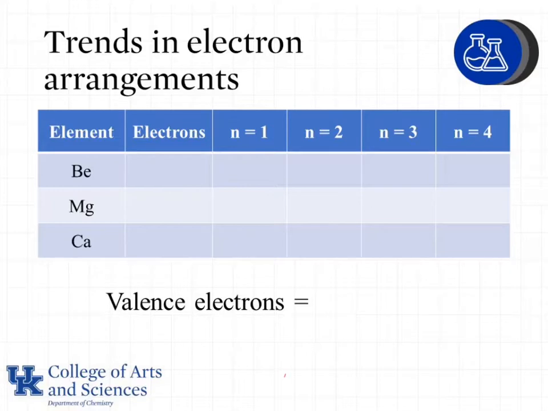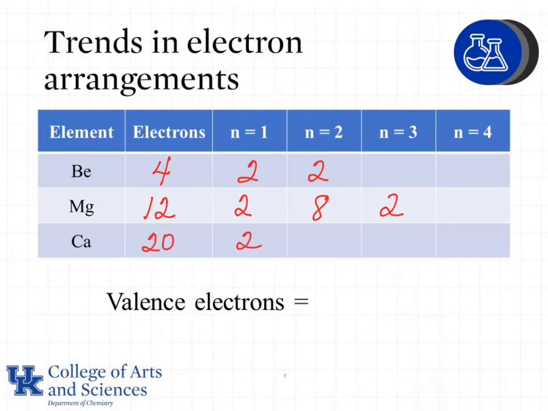Now, let's look at the second column. We have beryllium with 4 electrons, so we have 2 and 2. Magnesium has 12, so we have 2, 8, and 2. Calcium has 20, so we have 2, 8, 8, and 2. And we see that all 3 of these elements have 2 valence electrons. All 3 of these elements are in the second column of the periodic table.